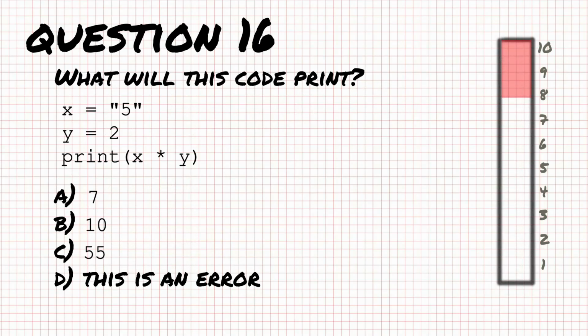Question 16. What will this code print? x = "5", y = 2, print(x * y). Is it A, 7, B, 10, C, 55, or D, this is an error?